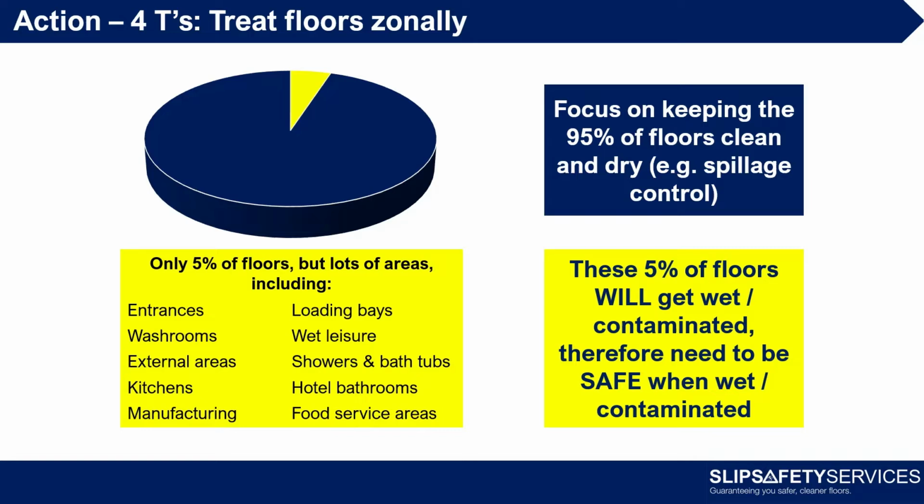We're actually talking 5%. And those would include entrances, washrooms, external areas, kitchens, manufacturing areas, loading bays, wet leisure, so swimming pools, changing rooms, showers and bathtubs, hotel bathroom floors, food service areas, things like that. So any environment, any area that is likely to get wet or contaminated consistently, these are the parts of the building that you should focus on when it comes to trying to mitigate your slip risk. Even HSE would not say to you that all floors need to be slip resistant. Yeah, so we need to focus in on the 5%.